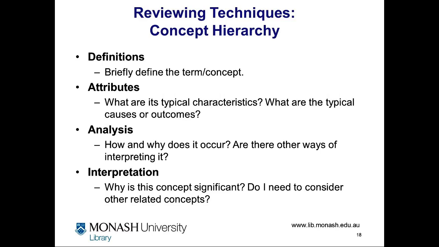And then finally, you can look at interpretation. This way you can look at a whole chapter or a section, identify two major things, let's say photosynthesis or something similar, and ask yourself, all right, what does it do? What are the stages? Why is it significant? Do I need to consider other related concepts?